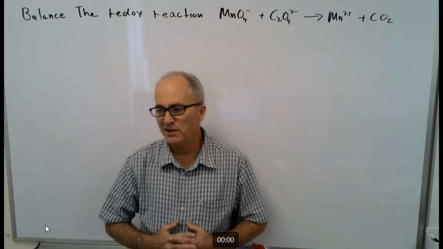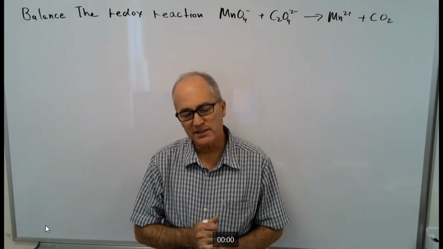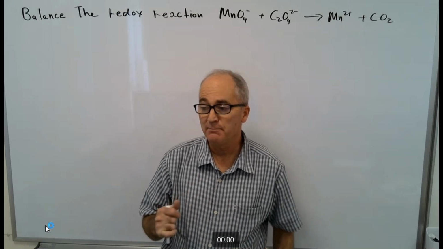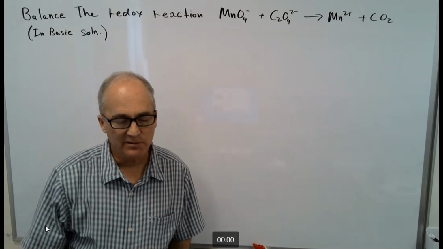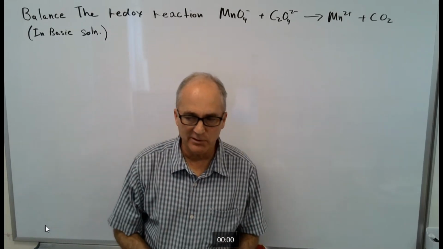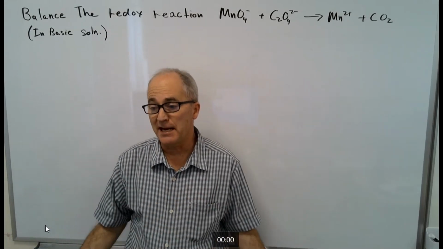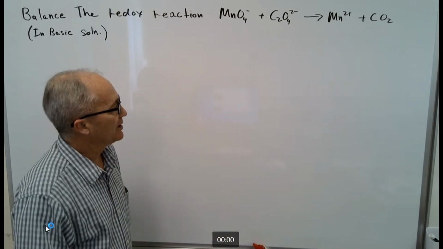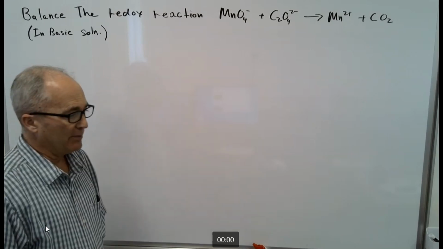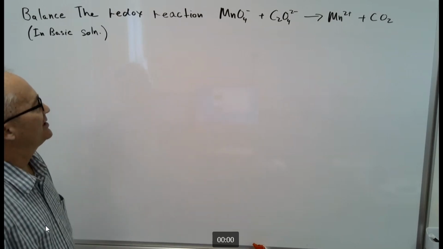Balance the following redox reaction. Since we did acid the other day, we're going to do it in basic solution. Now, to balance a redox reaction in basic solution, what you really want to do is just balance it in acid first and then do something at the end. So this will be good practice on what we went over Monday, and it should be a little more interesting one.